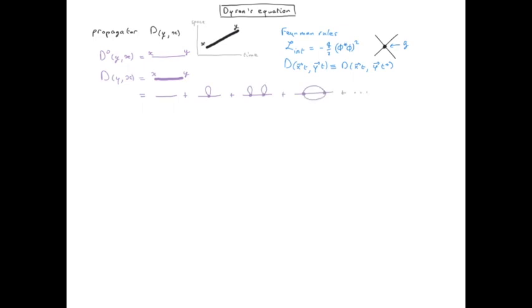All the diagrams which have vertices make up what we call the self-energy. We also define the proper self-energy, which is the sum of the diagrams which remain connected when we cut one of the internal lines. We see in particular that a diagram like this one cannot be part of the proper self-energy, because if we cut this internal line, we end up with 2 disconnected diagrams.